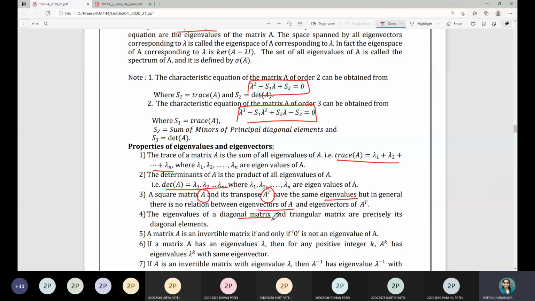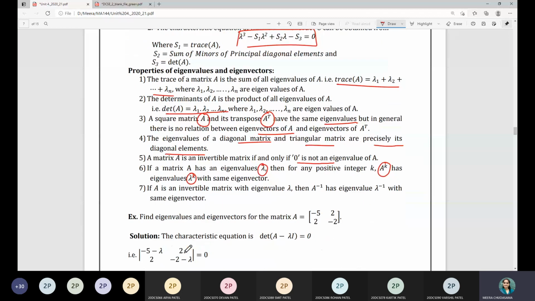Then eigenvalues of a diagonal matrix or triangular matrix are precisely its diagonal elements. Invertible matrix, if and only if 0 is not an eigenvalue. If A has an eigenvalue lambda, then for any positive integer k, A raised to k has eigenvalue lambda raised to k, right? And if A is an invertible matrix, then A inverse will have eigenvalue lambda inverse. So these are the properties of eigenvalues and eigenvectors. Are you clear about it?